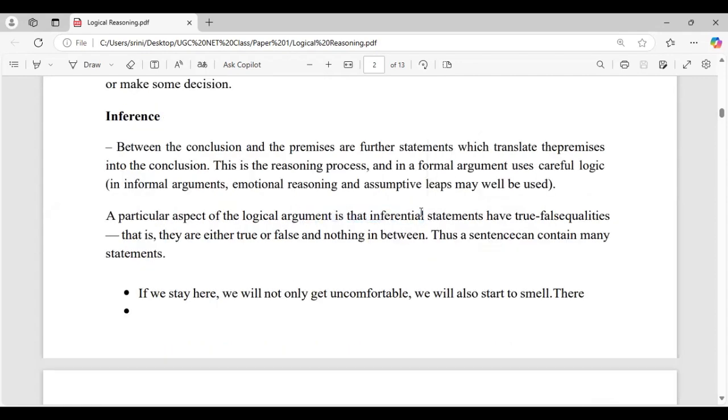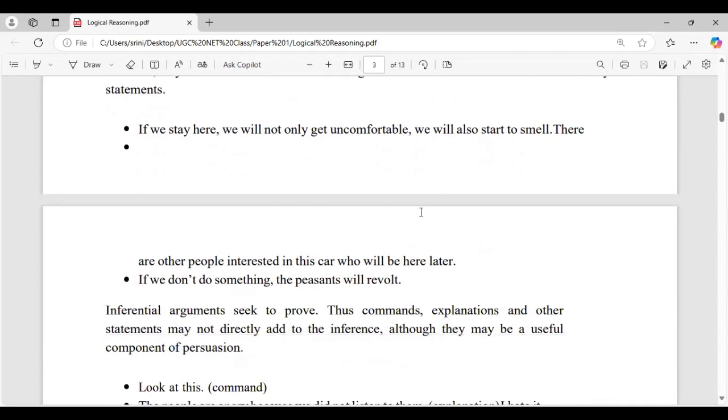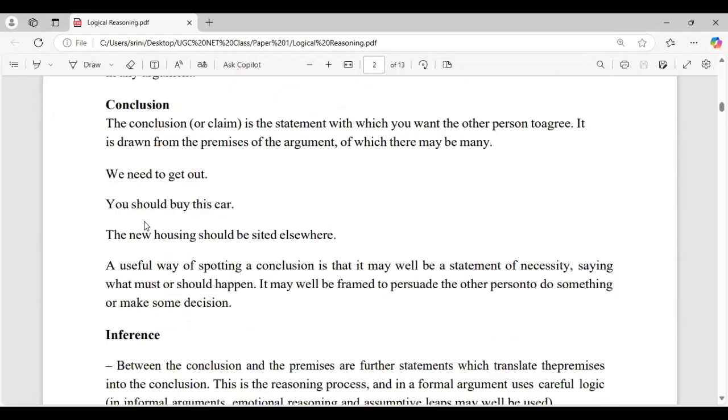A particular aspect of the logical argument is that inferential statements have true or false qualities. That is, they are either true or false and nothing in between. Thus, a sentence can contain many statements. If we stay here, we will not only get uncomfortable, we will also start to smell. There are people interested in this car who will be here later. If we don't do something, the peasants will revolt. It is hot in here, so we need to get up.